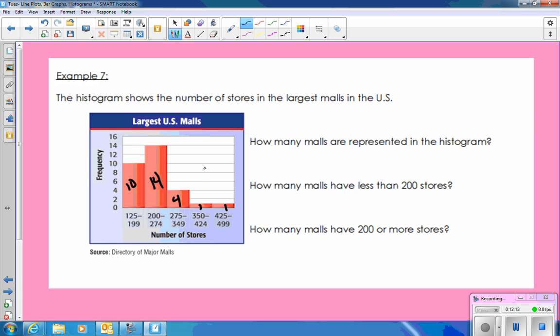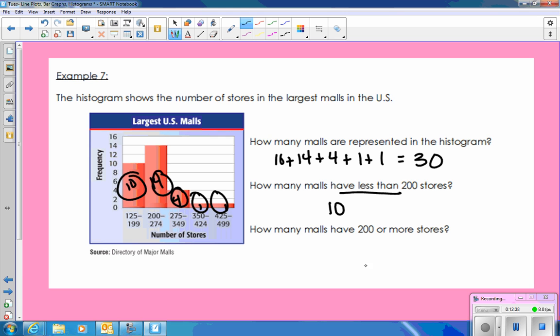So how many malls total? We have 10 plus 14 plus 4 plus 1 plus 1. So 10, 24, 28, 29, that's 30 malls total. How many malls have less than 200 stores? Just those 10, because that's 125 to 199. How many malls have 200 or more? That would be all the rest of these numbers, so 20.